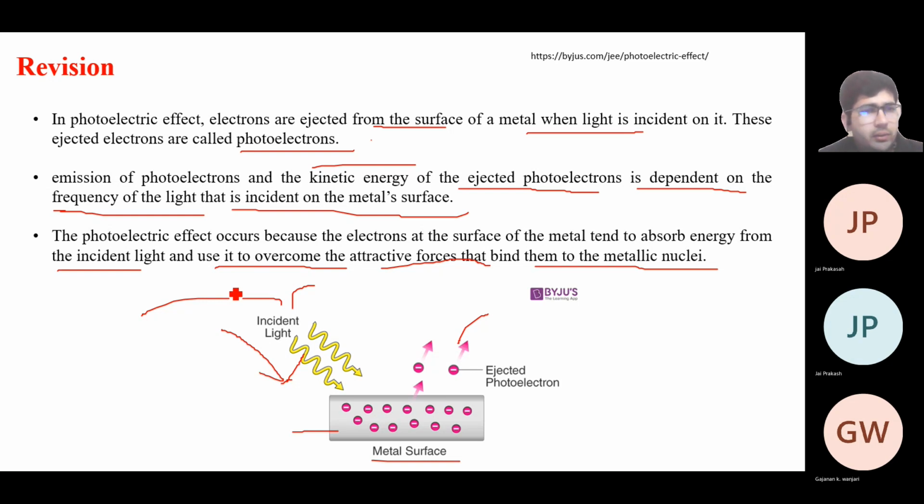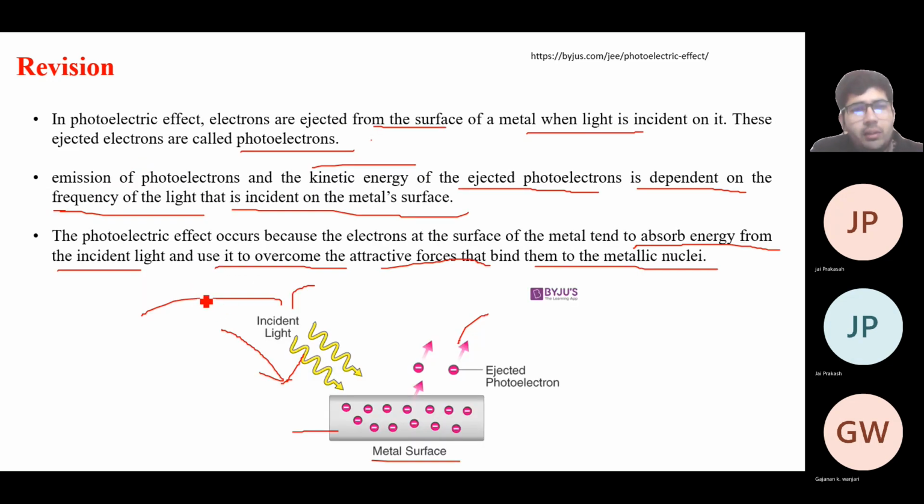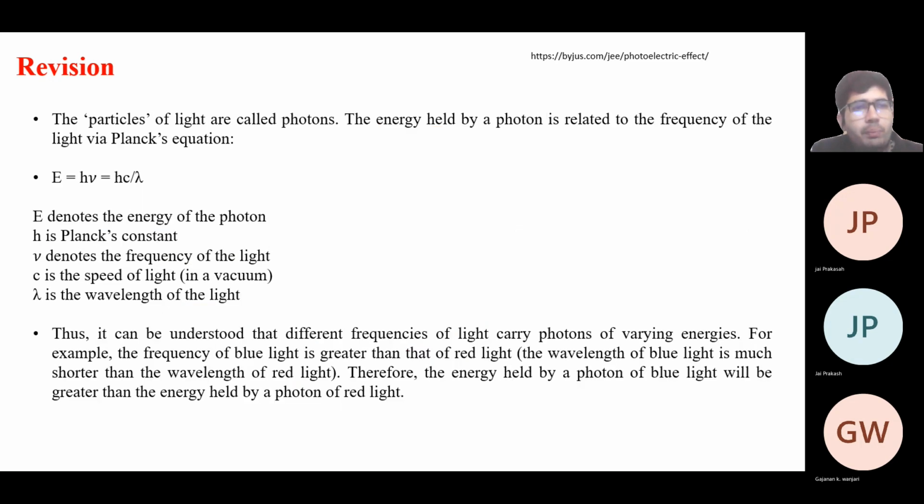So the photoelectric effect is very simple. It occurs because the electrons at the surface of the metal tend to absorb energy from the incident light and use it to overcome the attractive force that binds them to the metallic plate. The light hitting the metal surface has some energy and some frequency. Those particles of light are called photons.